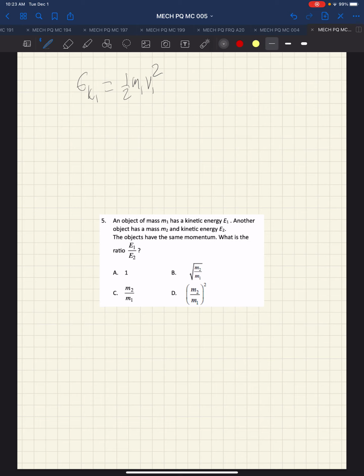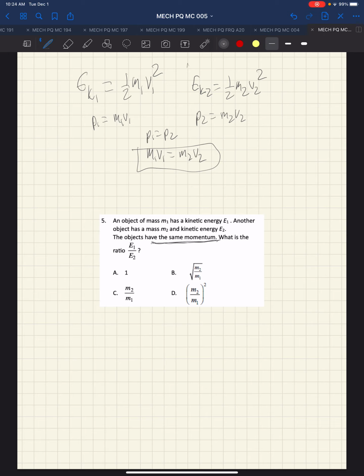Another object has a mass M2 with kinetic energy E2. So kinetic energy 2 is 1/2 M2 V2 squared. The objects have the same momentum. So we know P1 is M1 V1 and P2 is M2 V2, and P1 equals P2. In other words, M1 V1 equals M2 V2.